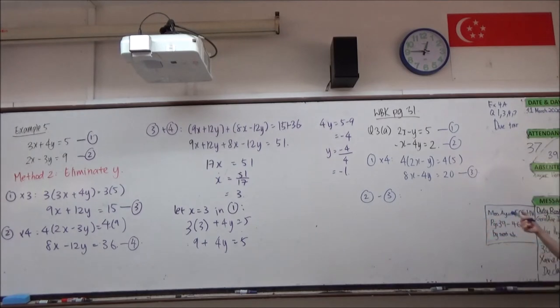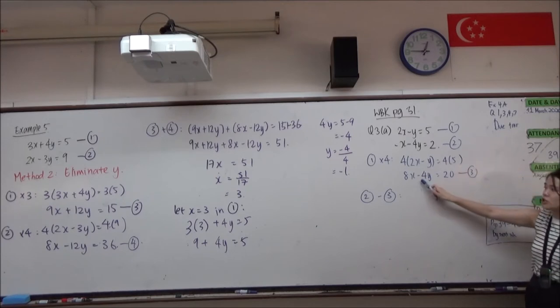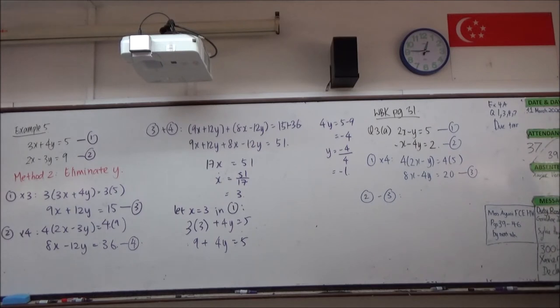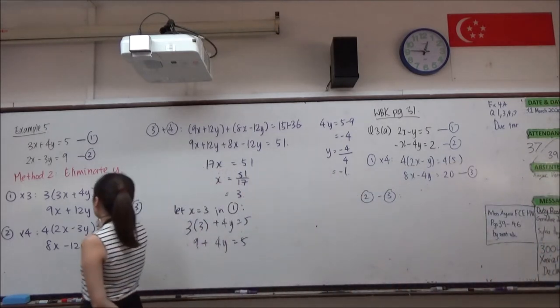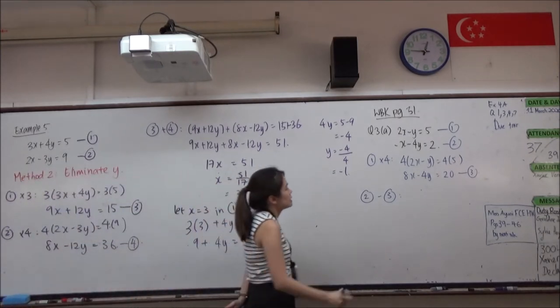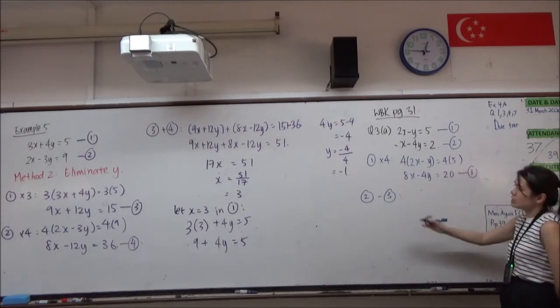Okay, so let's look at this. Jerry, you say you disagree. Why do you disagree? Because we are using x and y. So you want to eliminate away y, you should take equation 3 plus 2. But we're trying to see negative 4y and negative 4y, right? Are they exactly the same? If they are exactly the same, then we should be minus. Only if they are different, like how we saw over here, whereby this is plus 4y and minus 12y, then we do a plus. So we should do 2 minus 3. So what Jun Jie said is correct.